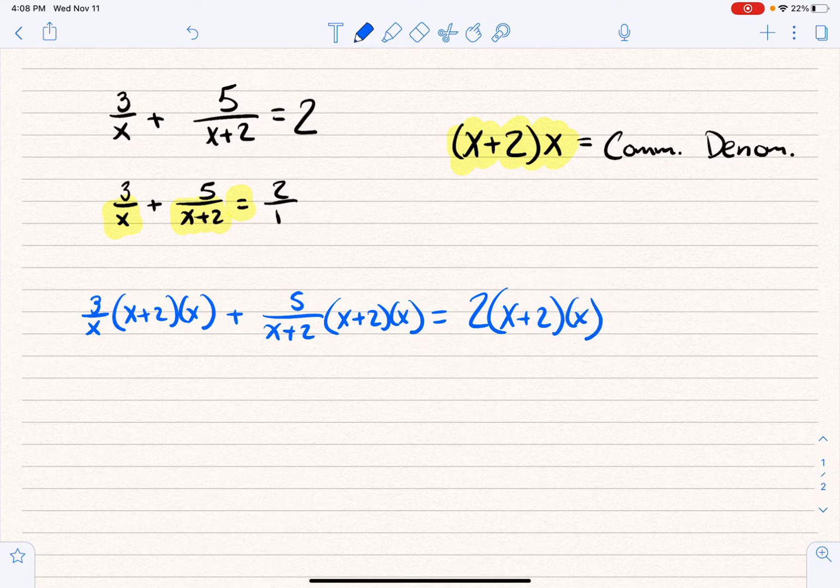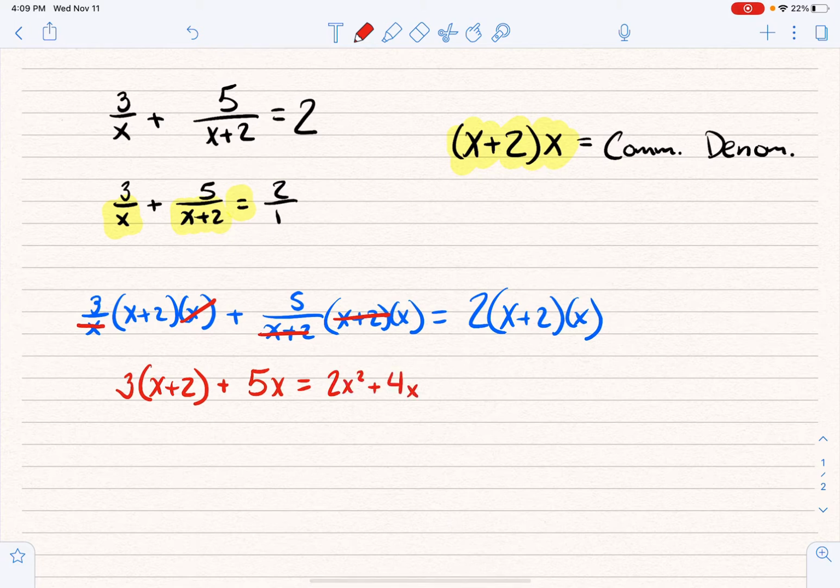At this point, the whole reason we multiply by a common denominator is to see things get canceled out. We've got an x in the denominator here, so that cancels out with this x, and we're only left with 3 times x plus 2. This one has an x plus 2 in the denominator, so it cancels that one out, and we have plus 5x equals, and nothing cancels out on the other side, so we actually do have to distribute that one. You get 2x plus 4, and then multiply both of them by x. You get 2x squared plus 4x.